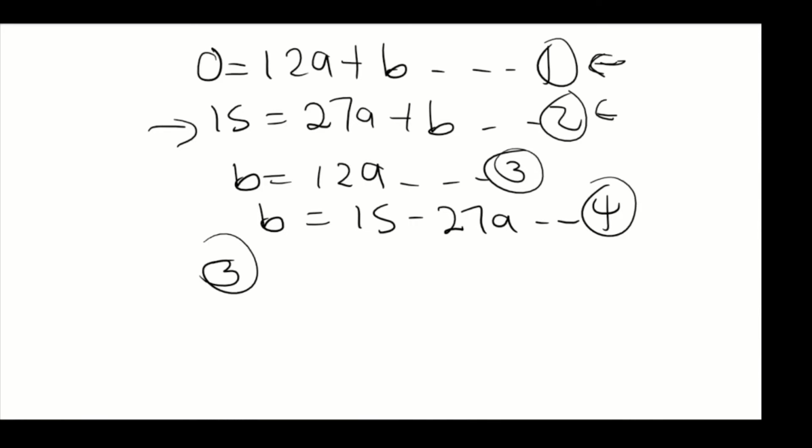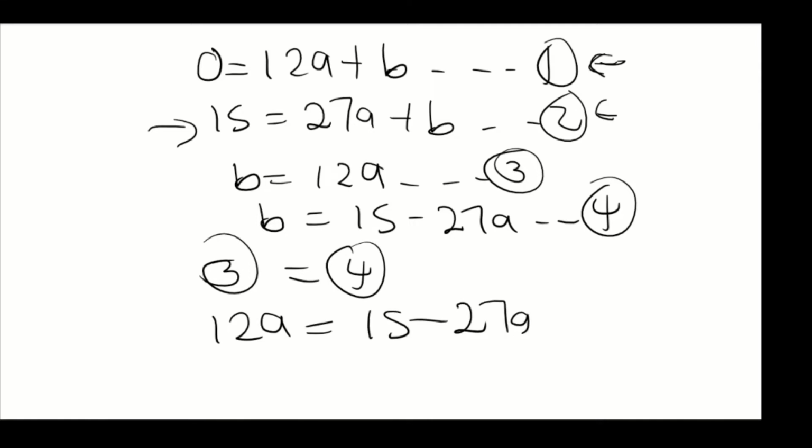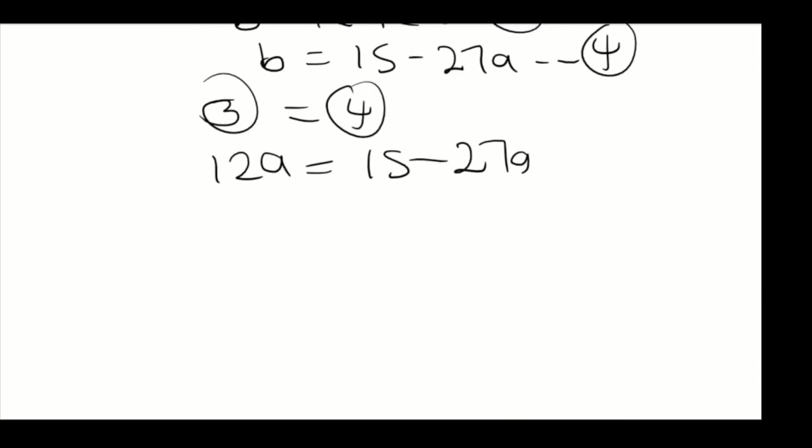So if we equate equation 3 with equation 4, we're going to get 12a is equal to 15 minus 27a. Then we transpose the 27a to the other side. We have 12a plus 27a is equal to 15.